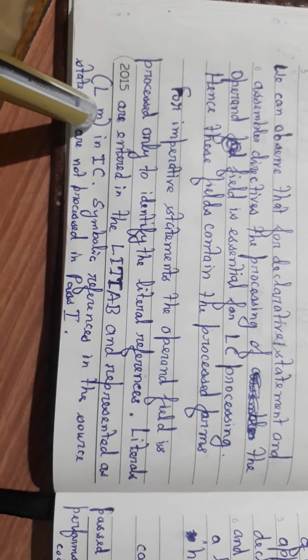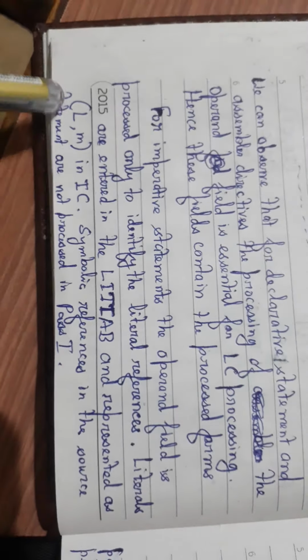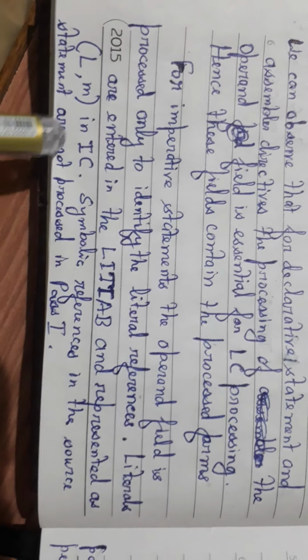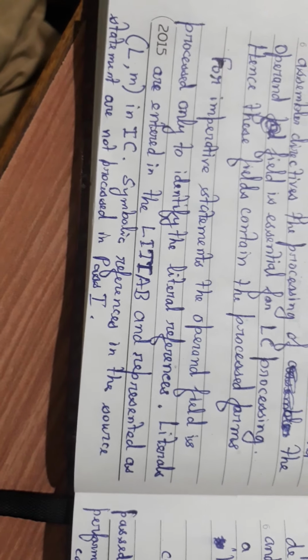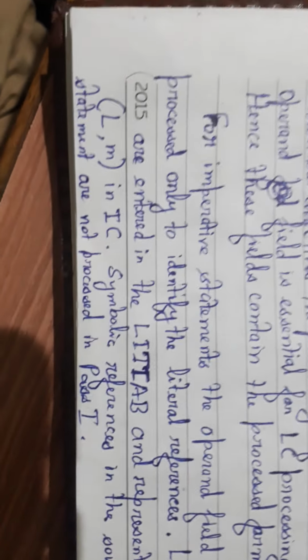L for class, M for the value, I think. Yes, 0 1, so it is okay. Yes, it is a value in the intermediate code. So symbolic references in the source statement are not processed in pass 1.